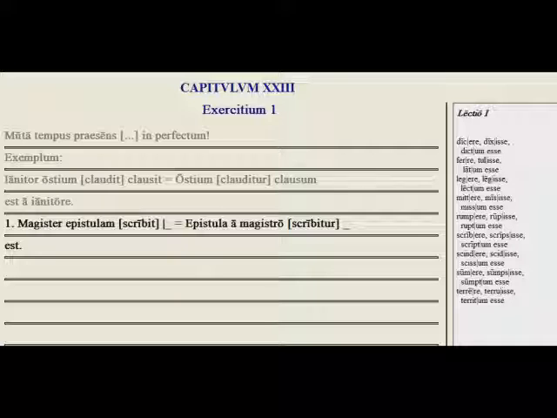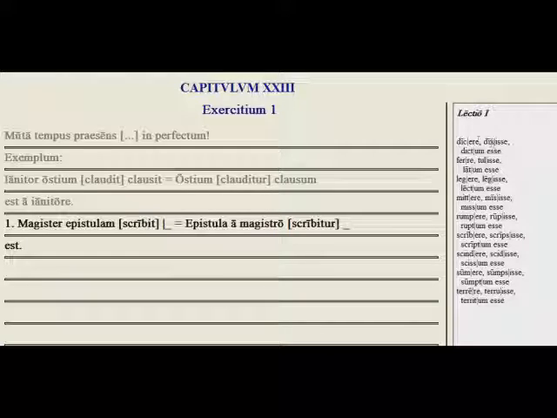Here we have practice with the perfect, present and perfect forms of the verbs on this list. So look at the example here. It says muta tempus praesens imperfectum. So it says change the present tense into the perfect tense. Example: Janitor ostium claudit, clausit. The doorman closes or closed, past tense, the door. And here we have the passive. The ostium, the door, clauditur is closed, or clausum est, was closed by the doorman.